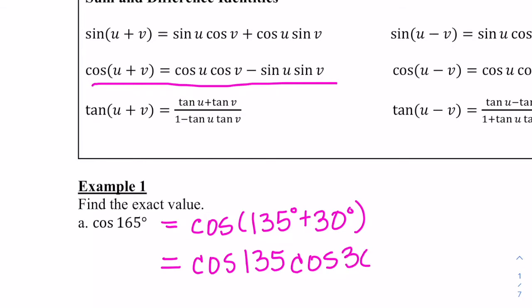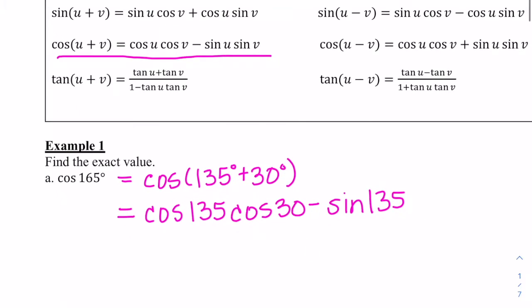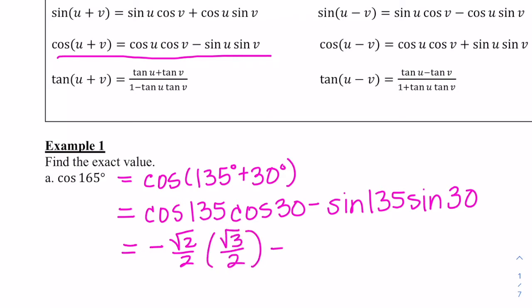Cosine of 30 minus the sine of 135 times the sine of 30. And just thinking of our special triangles, we know that 135, well, that's just going to be root 2 over 2, but it's a cosine, so that's going to be negative root 2 over 2. Cosine of 30, that's in the first quadrant, so that's just root 3 over 2. The sine of 135 is also root 2 over 2, positive, and the sine of 30 is 1/2. And we could simplify that to be negative root 6 minus root 2 over 4.